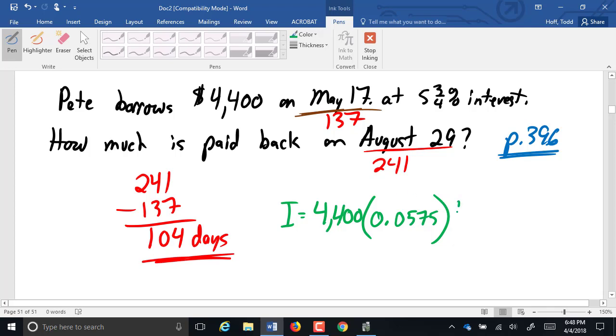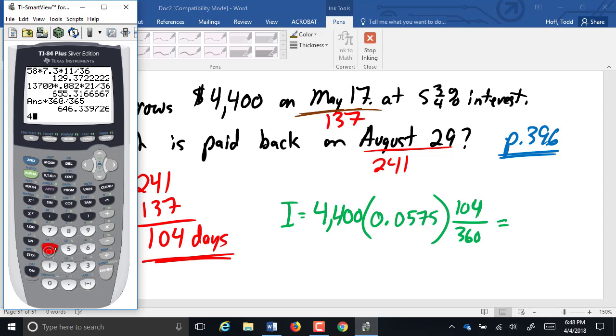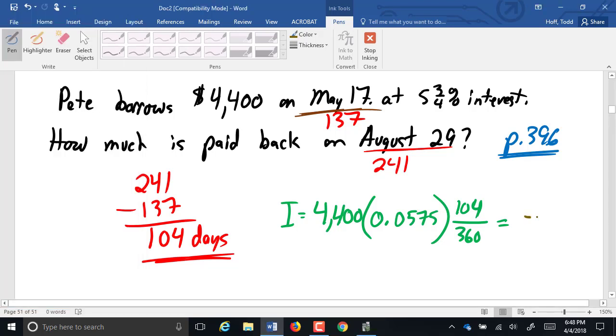So then we've got the 104 days over what? 360, because it does not specify. Giving us $73.09 in interest? Yes or no?